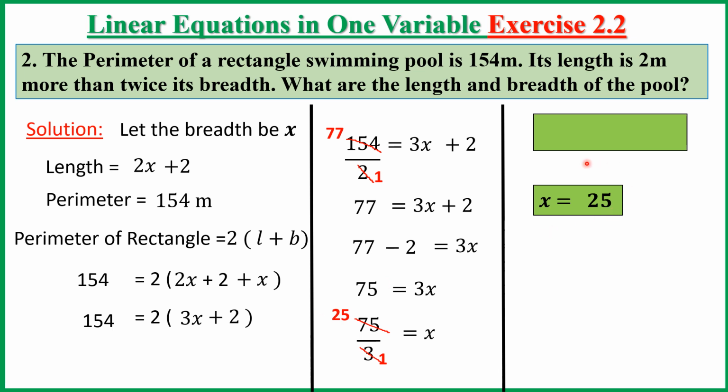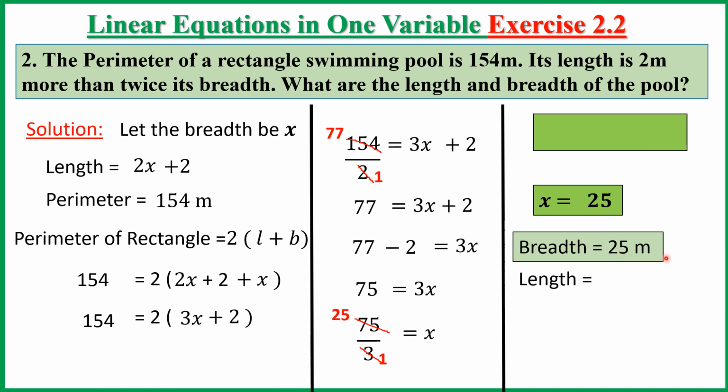Now we have found the value of the unknown number x. What is the x? This is the breadth. So now we have to find the value of length. So breadth is equal to 25 meter. So the unit you should mention over here. See, everything here is in meter. So breadth is our x, so that is 25 meter.